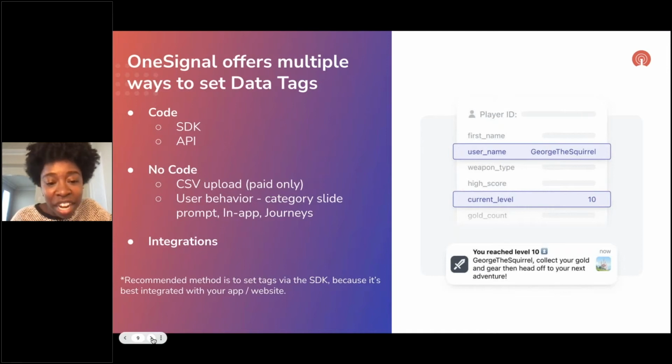And then finally, we have specific integrations that allow you to send the data tags or pass them into OneSignal pretty seamlessly once you've set up the integration with some of our third-party providers. Typically, we do recommend setting data tags via the SDK, so that first code option here. The reason we recommend this is because it's best integrated with your app or website, and it's almost automatic. The data tags will get updated automatically based on your user activities or information that the user enters themselves.